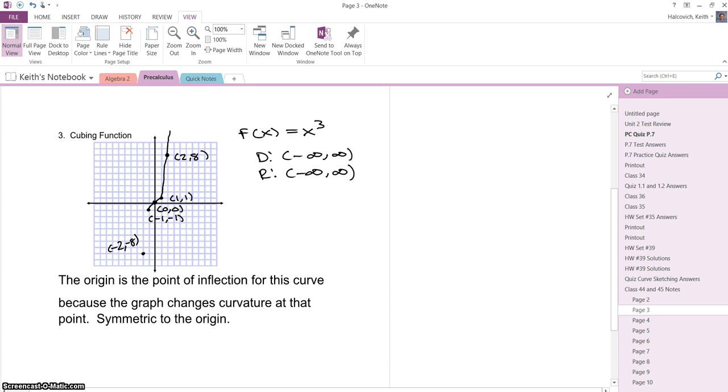So when you graph it, it looks kind of like a snake. And that is the cubing function. Notice it is symmetric to the origin because you have the opposite coordinates. You have negative 2, negative 8, and 2, 8.